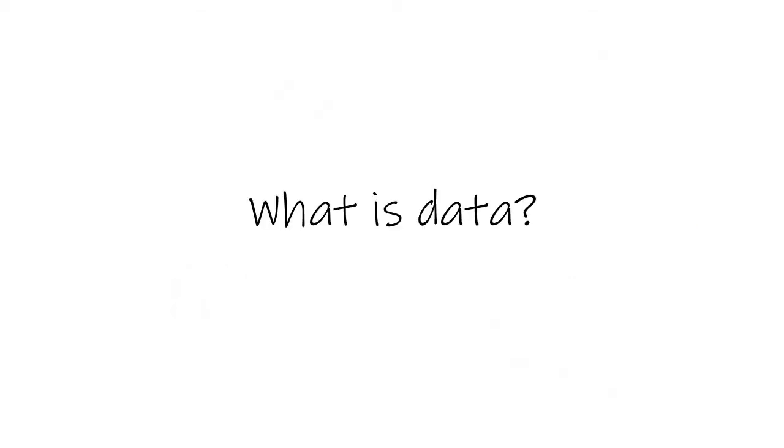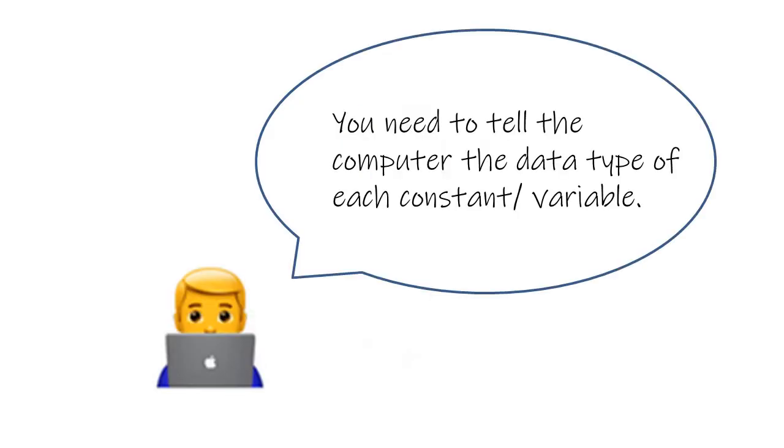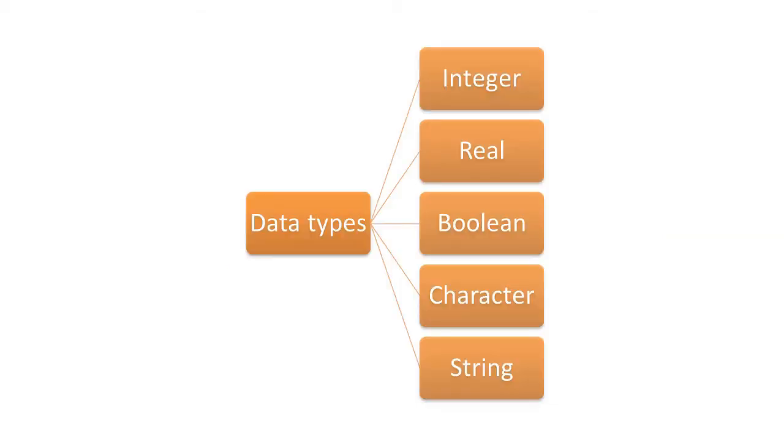So what is data and how are different types of data categorized? Data is unorganized facts that can be of many different types. In the design of a program, we need to tell the computer the type of each constant and variable. There are a couple of simple data types that are supported by most programming languages. They include integer, real, boolean, character, and string.